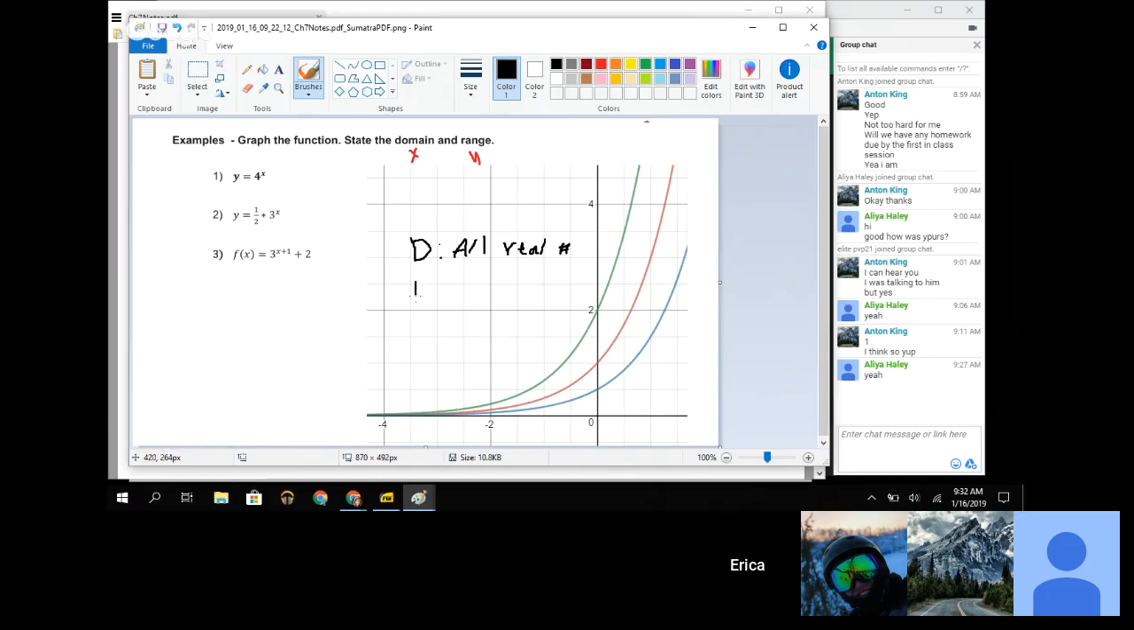Okay, what about my range? So remember my range is my y's, right? If I go up from 0, it looks like any y is possible, right? But as I get to 0, my function can never quite become 0. And it definitely can't be any y's that are less than 0. So my range, again, is y is greater than 0.